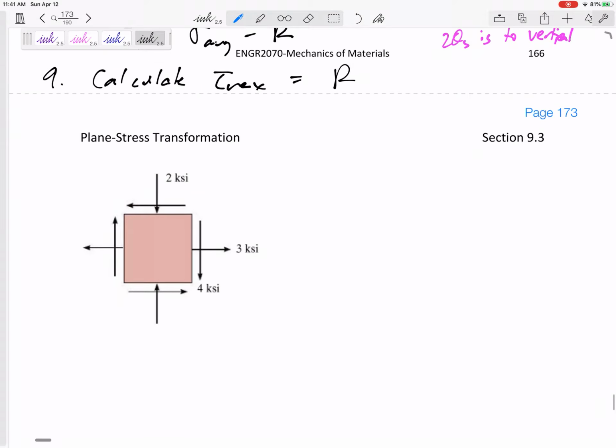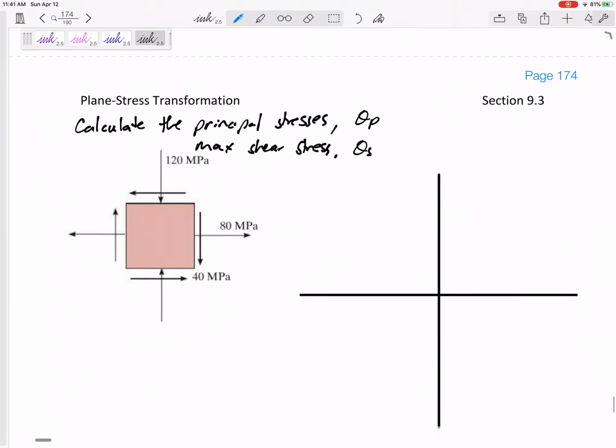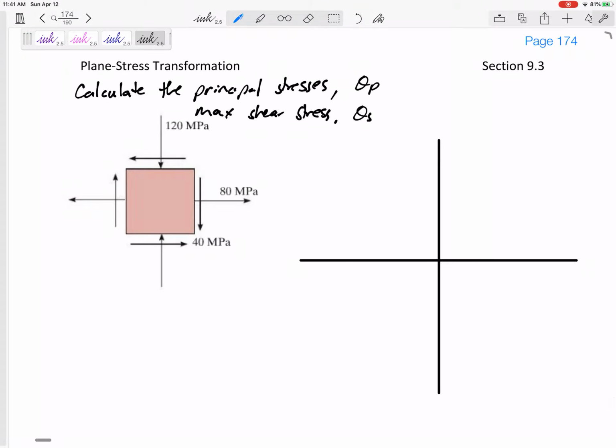Okay, we're gonna skip one page and go to this next page in our notes that says 120, 80, and 40. Go ahead and write this. Maybe draw your axes. With this problem, we're going to calculate the principal stresses and theta p, the orientation of those principal stresses. Then we're going to calculate the maximum in-plane shear stress and theta s for that one.